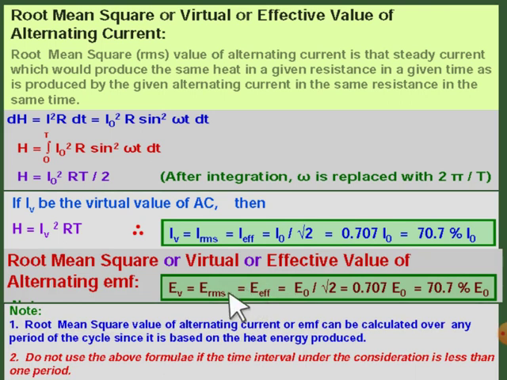Now the root mean square value, as I said, can be calculated over any period of time, whether it may be for one complete cycle, half cycle, or quarter cycle, it doesn't matter. But you need to remember that you should not use this formula if the time interval under consideration is less than one period.